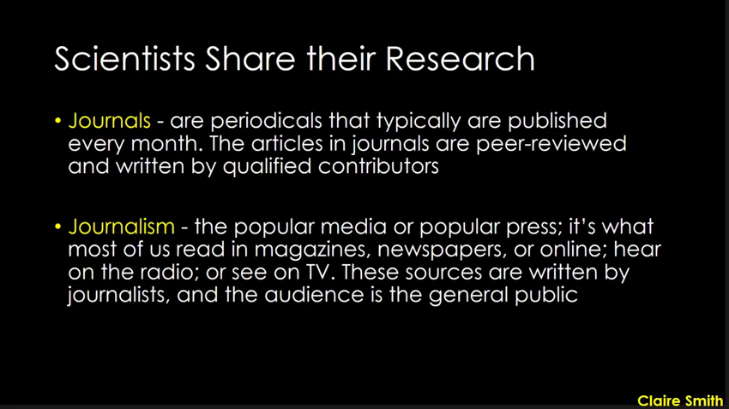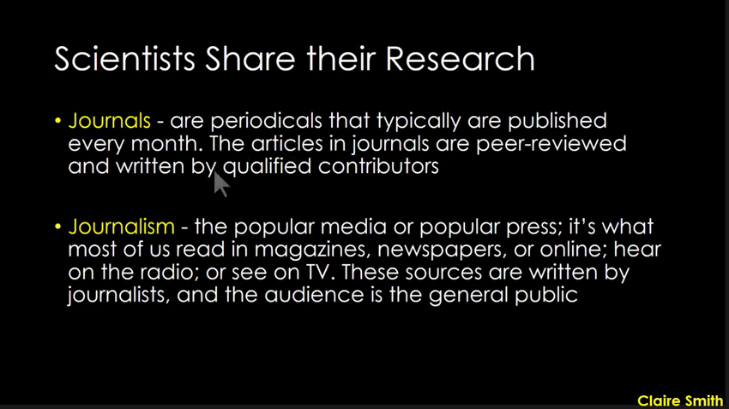Okay. And the last thing that's really important about scientists is that they share their research, right? So there's something called journals, which hopefully all of you know about, but they're periodicals that typically are published every month. And the articles in journals are peer reviewed and written by qualified contributors or scientists. So the whole point of doing the research is to publish it and make it accessible to other scientists so that we can build upon the knowledge that we have and test everything that we can think of to test. So these journals are places where peer reviewed articles are published. And we'll talk about these more in a minute.